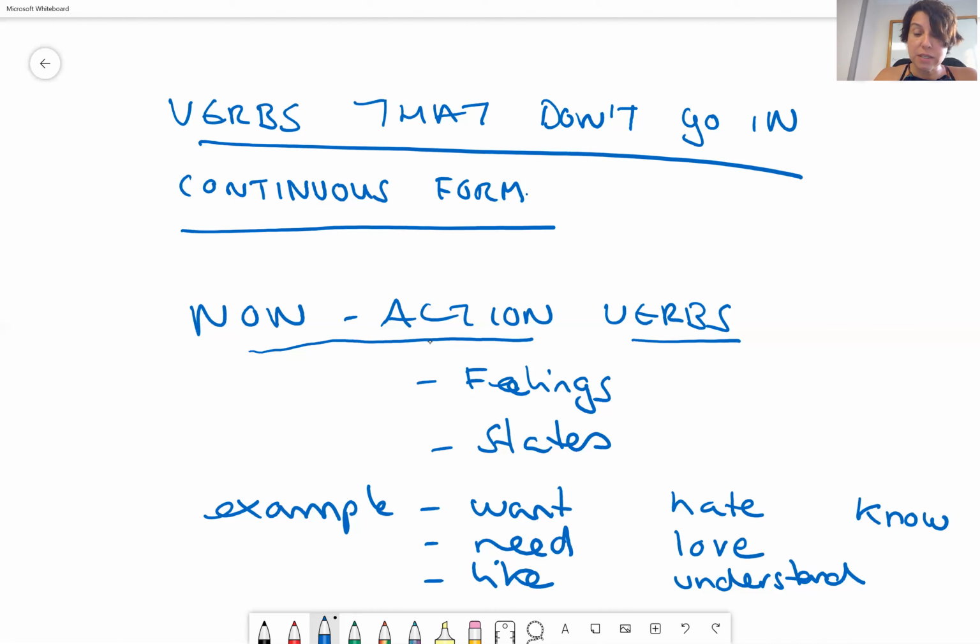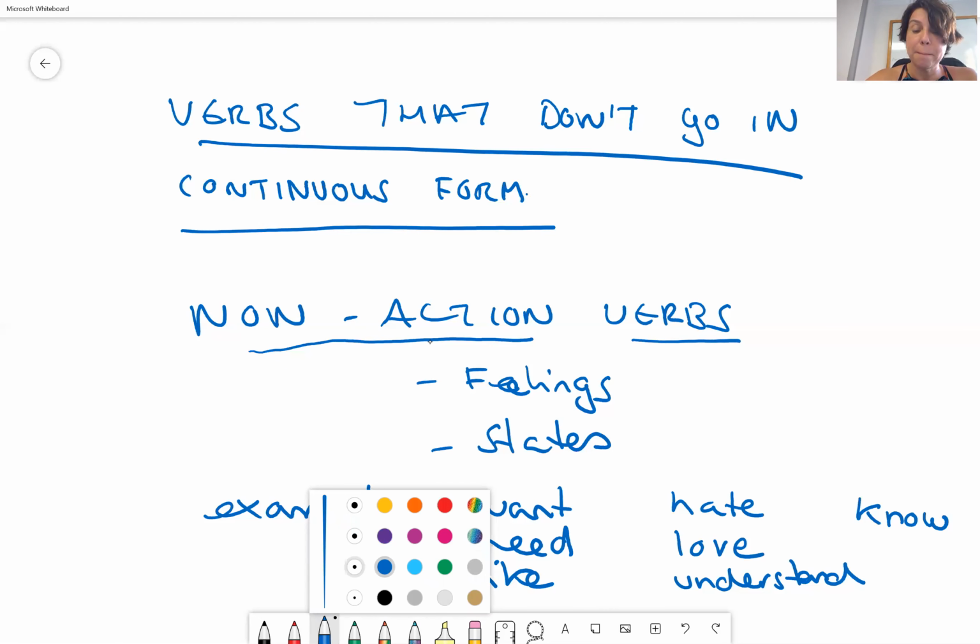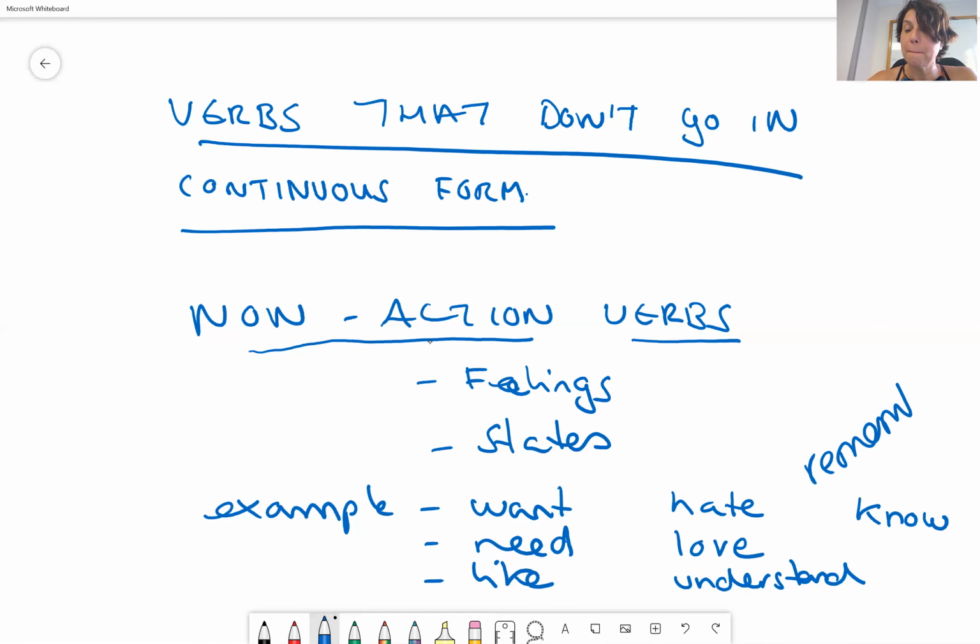Ah, and one that is also quite important, remember, no? Remember also doesn't go in continuous. So you have want, need, like, hate, love, understand, remember, know. Of course, there are more, but to start off with, you can do that. So you have to remember the difference. So even though it's something that's happening now, I want a coffee. I want a coffee. You don't say, I'm wanting a coffee, because want is a verb which doesn't go in present continuous. So if you like to write these down.